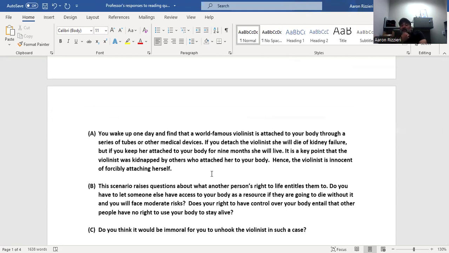You wake up one day and find that a world famous violinist is attached to your body through a series of tubes or other medical devices. If you detach the violinist, she will die of kidney failure. But if you keep her attached to your body for 9 months, she will live. It is a key point that the violinist was kidnapped by others who attached her to your body. Hence, the violinist is innocent of forcibly attaching herself.